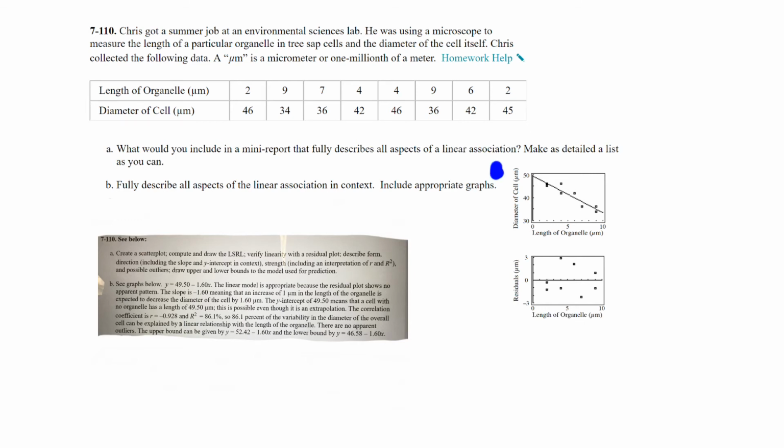So we have the graphs for part B, the scatter plot and the residual plot. And to go through and do that, you need a graphing calculator. And then once again, you can see on the answer that the least squared regression line is y equals 49.50 minus 1.60x. It says the linear model is appropriate because the residual plot shows no apparent pattern.